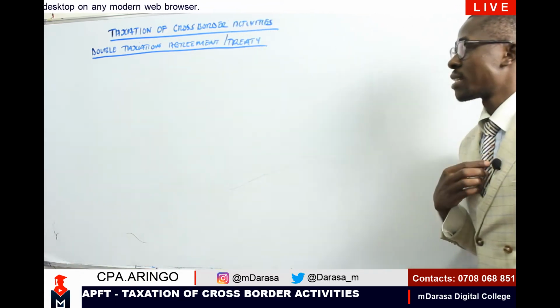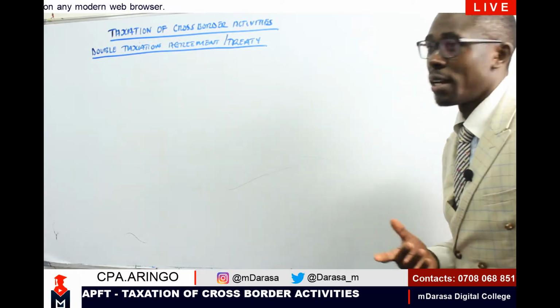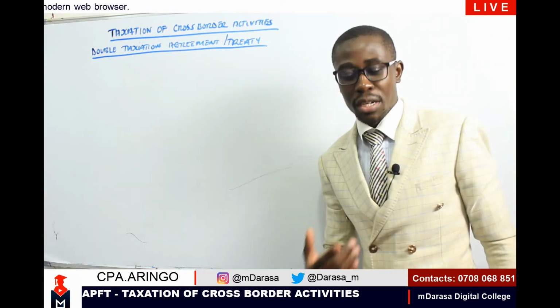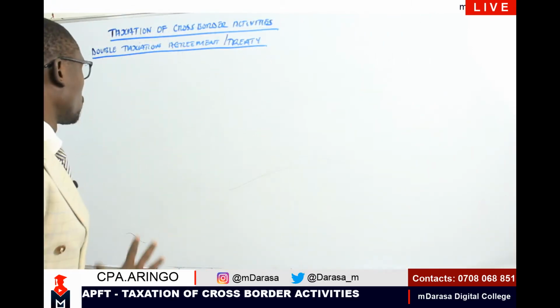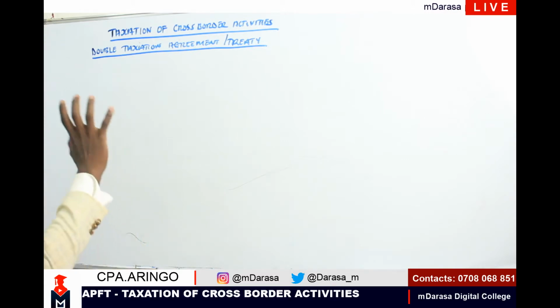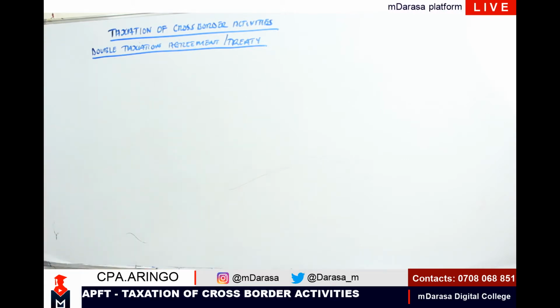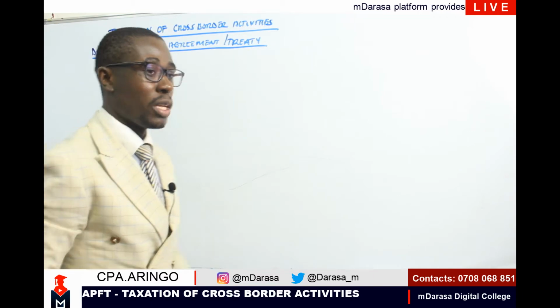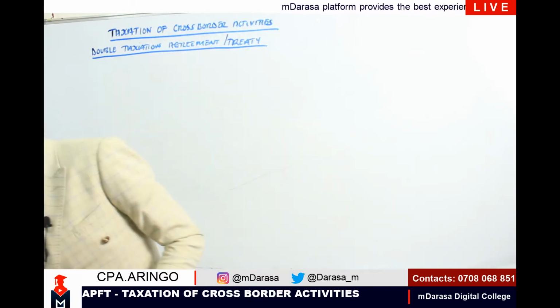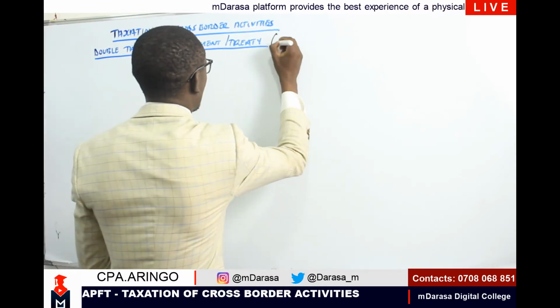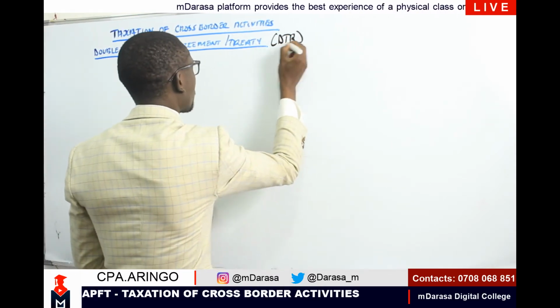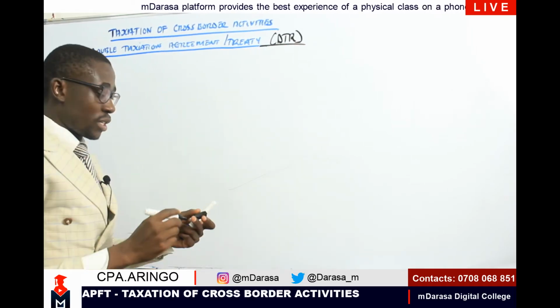In our class today, which is a continuation of what you were doing earlier, remember we had introduced the concept of taxation of cross-border activities. Today I want us to look at the double taxation treaty, at times commonly referred to as the double taxation agreement, or in short, we normally talk of it as DTR, double taxation relief.